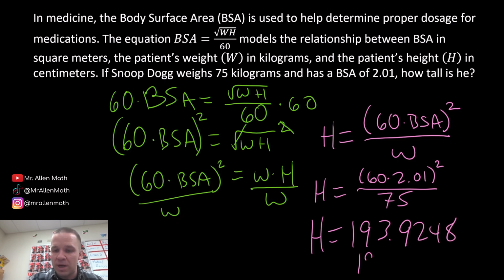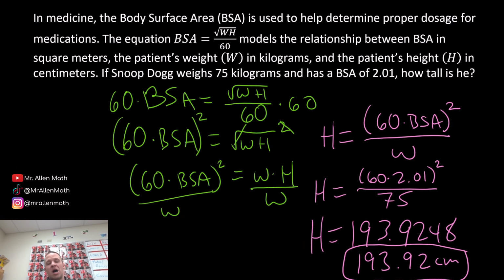193.9248. So we'll say 193.92 centimeters. Boom. That is Snoop Doggy Dogg's height based off of his weight and body surface area.